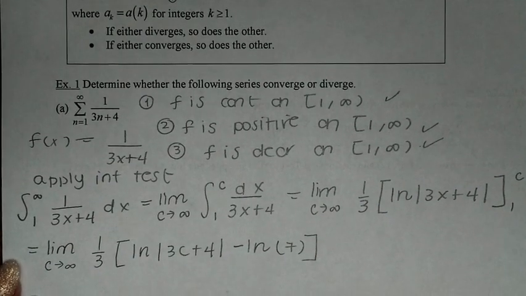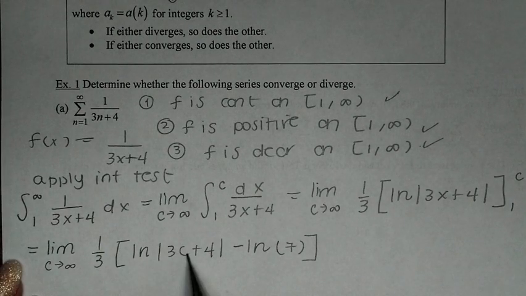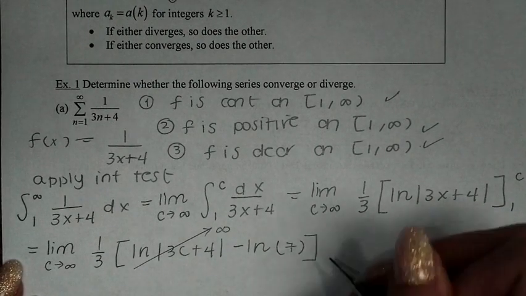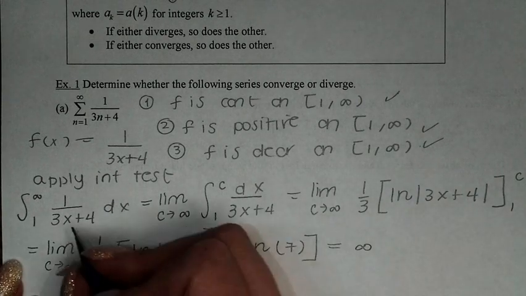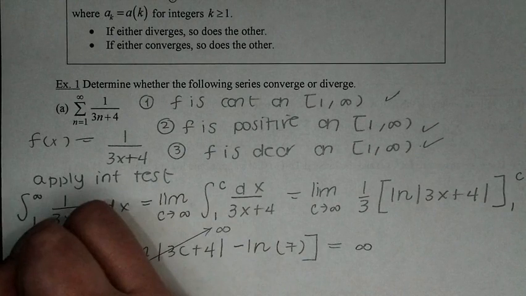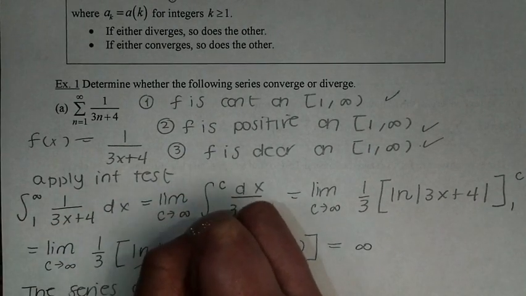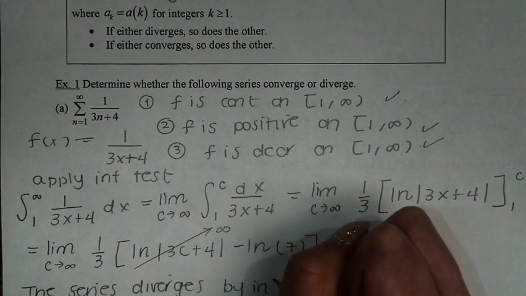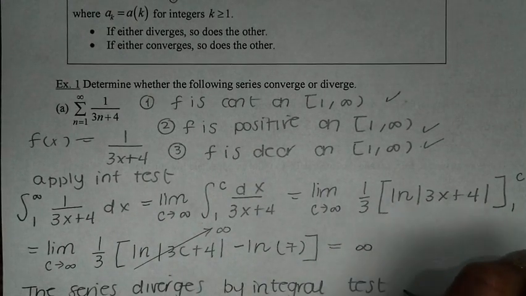So what happens here? Let's analyze the situation. You have 1/3, which is fine. Then when you substitute the c for infinity, what do you have here? This flies to infinity. This is a number. But overall, you know that this is infinity. Since it's infinity, you know that that integral is going to diverge. Therefore, what can we conclude? The series diverges by the integral test. Okay?